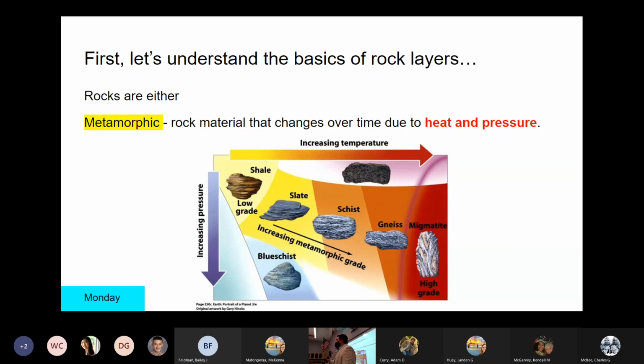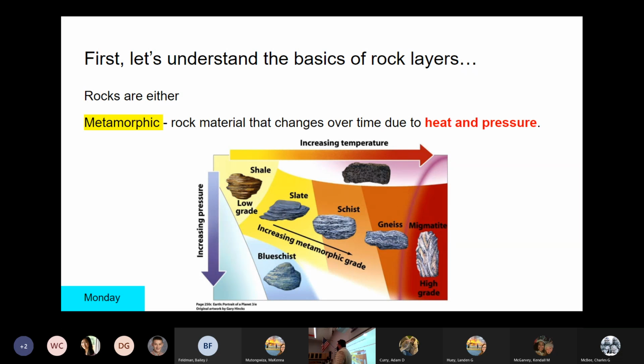Metamorphic is a rock that changed over time due to temperature and pressure. So again, the rock below us is really thick, really dense, really heavy. And as those rocks push on each other and you have pressure and temperature, it can change the limestone, change the sandstone into a different type of rock with high heat and high pressure.